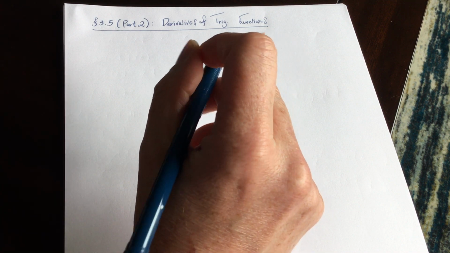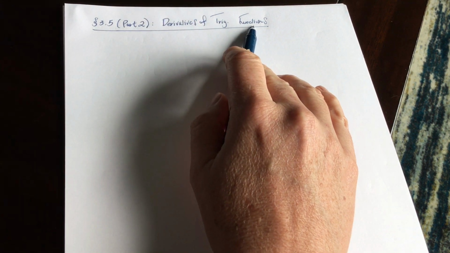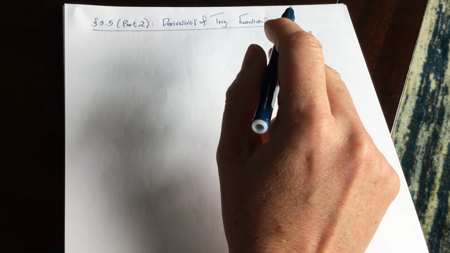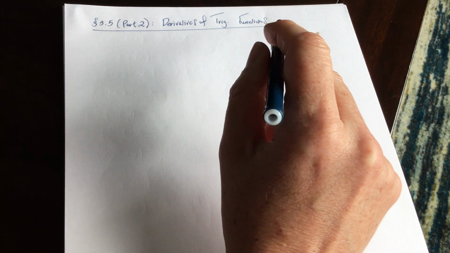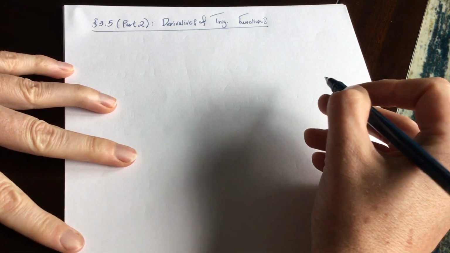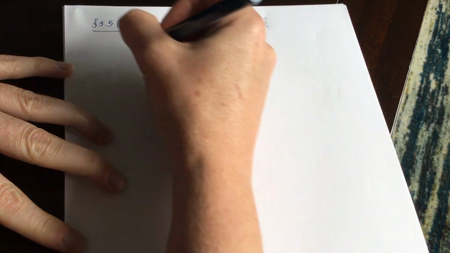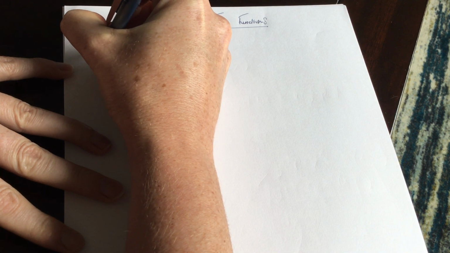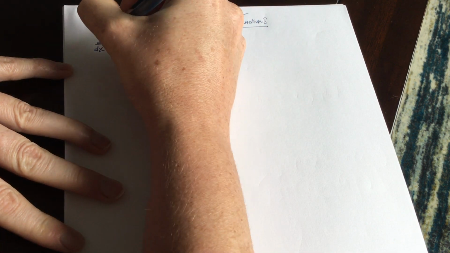So why are we still talking about derivatives of trig functions if we already know the derivative of sine and cosine? Well, we still have tangent, cotangent, secant, and cosecant left. So let's just go ahead and get started on that. Let's say we're trying to figure out what the derivative of tangent is.